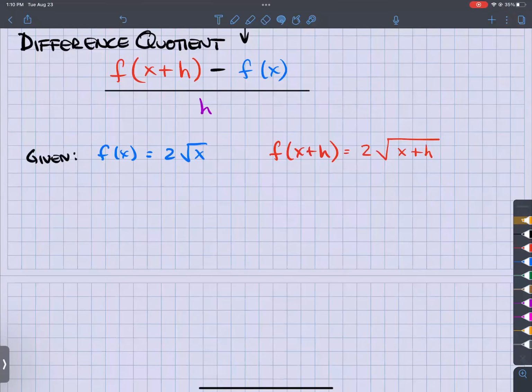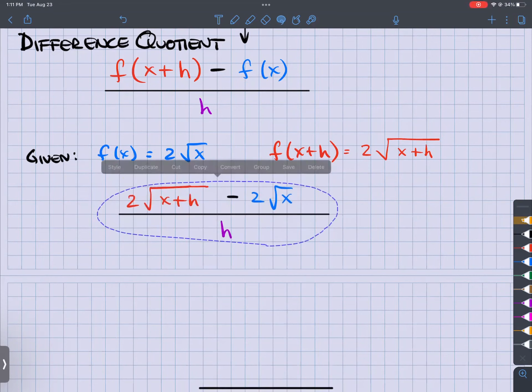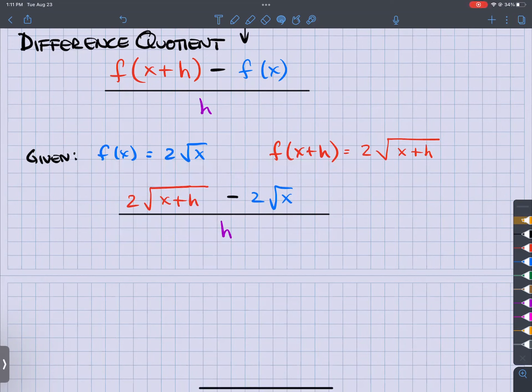Okay, so how do we find this? Plug it in. I'm going to leave that there for now, because I don't think you guys want to get into the math of this any deeper for now.